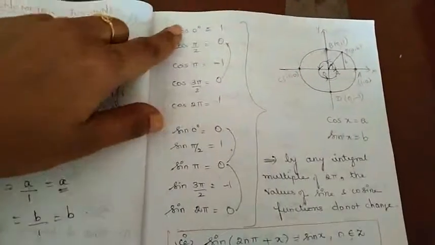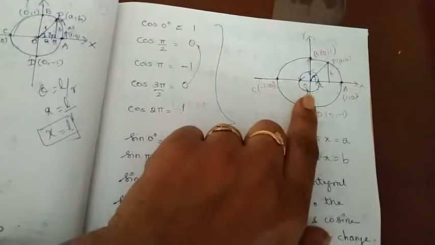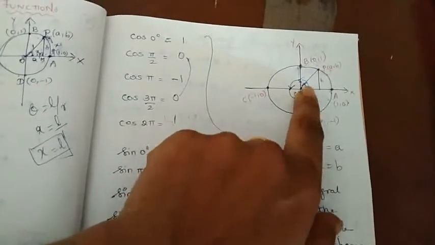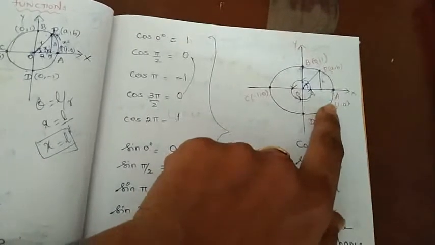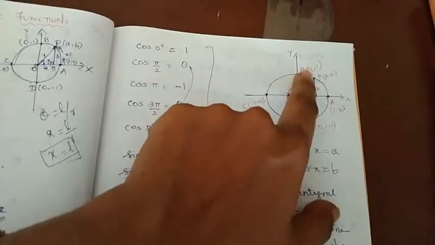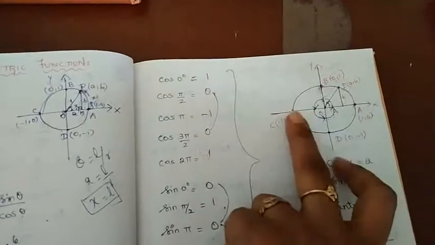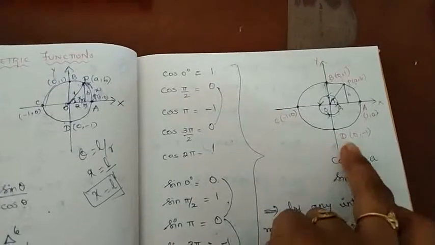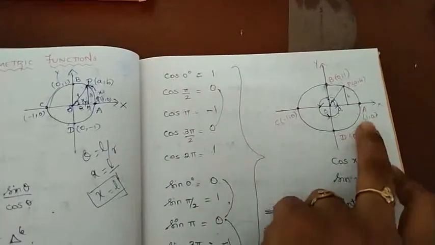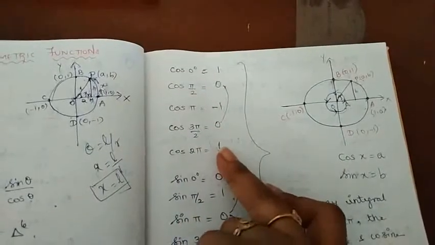We have seen cos 0 is 1. How has it become cos 0 is 1? Using this unit circle. If the angle made is 0, it is going to be 1. When it goes to pi by 2, cos pi by 2 is going to be 0 because cos x is a, right? So cos 0 is 1, cos pi by 2 is 0, cos pi is going to be minus 1, and cos 3 pi by 2 is 0 again, and when it goes to 2 pi, again it is going to be 1, right? So it repeats after 2 pi.